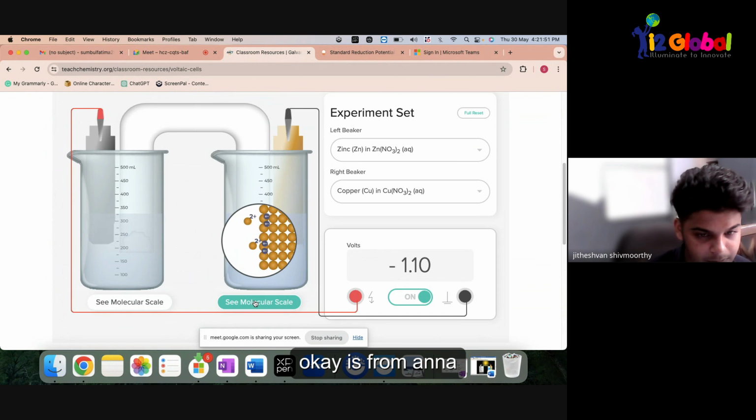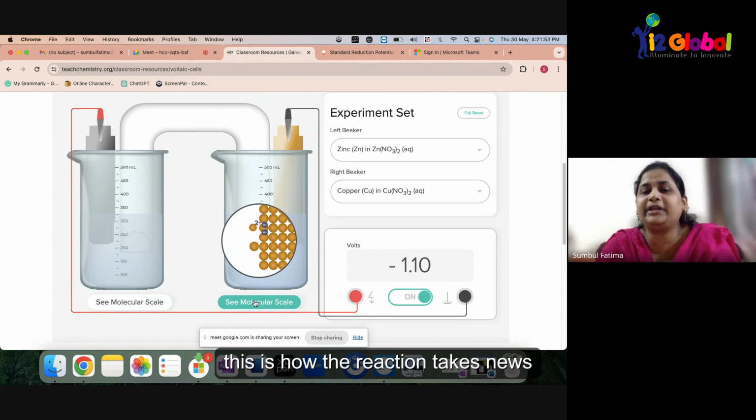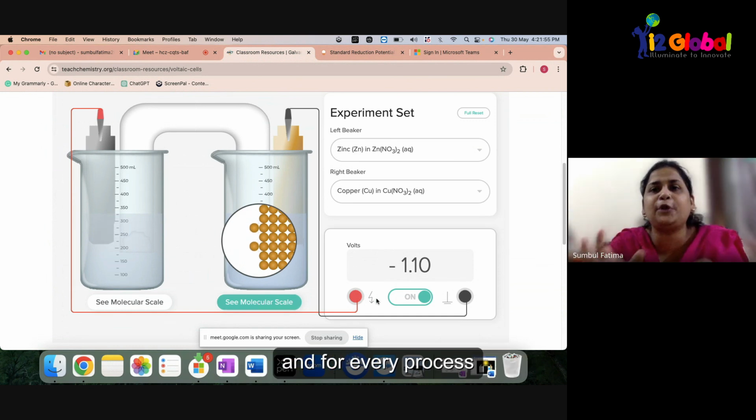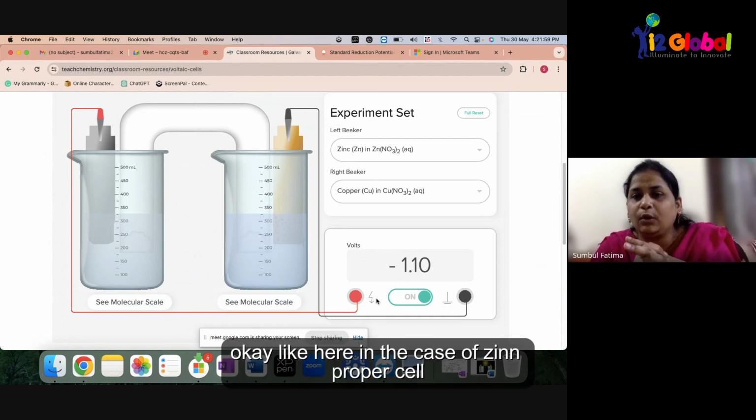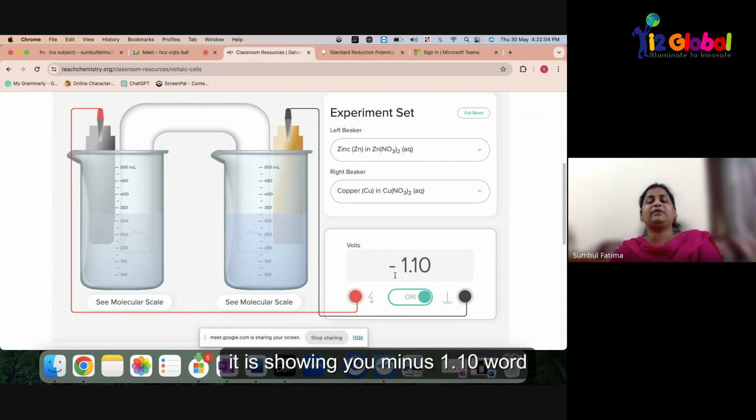This is how the reaction takes place, and for every type of salt, the value is different. Like here, in the case of the zinc copper cell, it is showing you minus 1.10 volt.